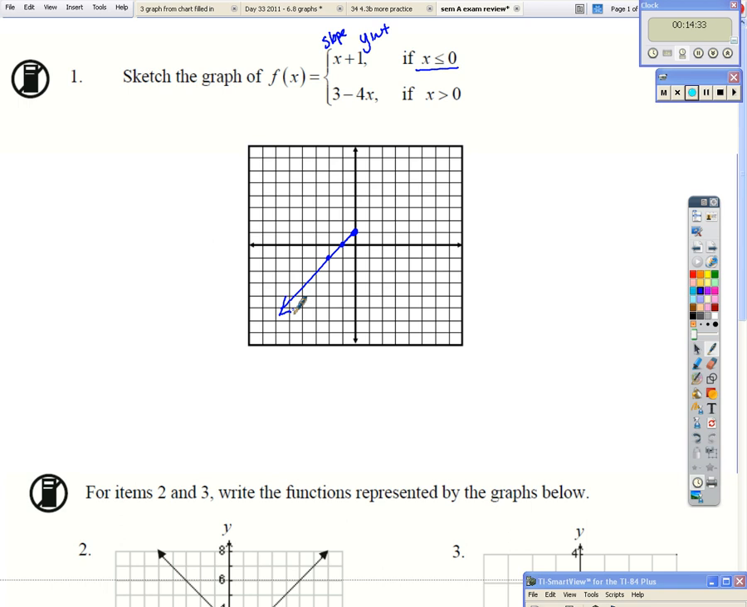Now, if x is greater than 0, our y-intercept is at 3, but it's an open circle because it's not equal. And then the slope is negative 4, so down 4 to the right 1. Down 4 to the right 1. And there's the second piece of my graph.